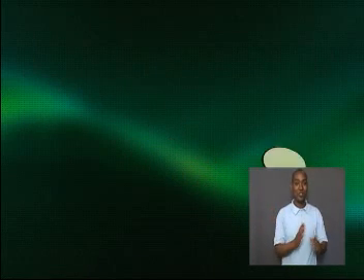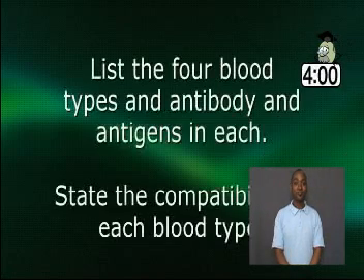Students, we have time for one last activity. Please list the 4 blood types and identify the antigens and antibodies in each type. Then, state the types of blood each is compatible with. You may begin. Students, let's get ready. Begin.